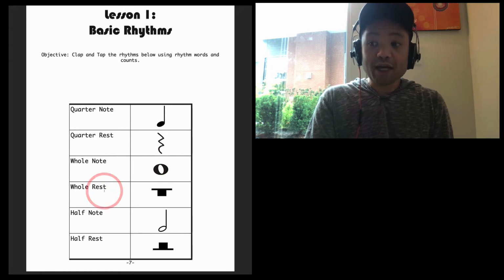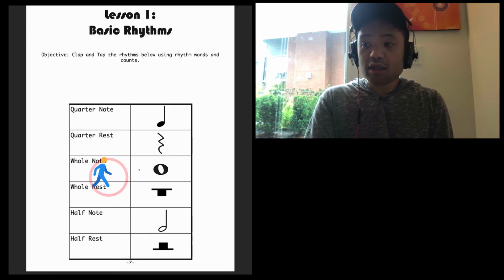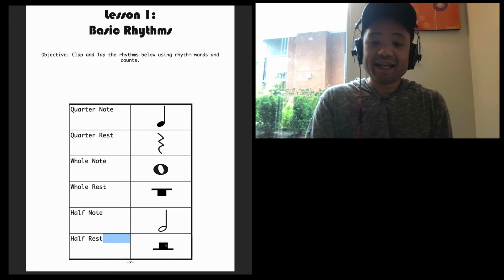Next one's a whole rest. Imagine a person walking and then falling into the hole, okay? Half note, right? The note head's not colored in, so it's an empty circle there, with a stem. And a half rest, I think of it like a hat rest. It looks like a hat.